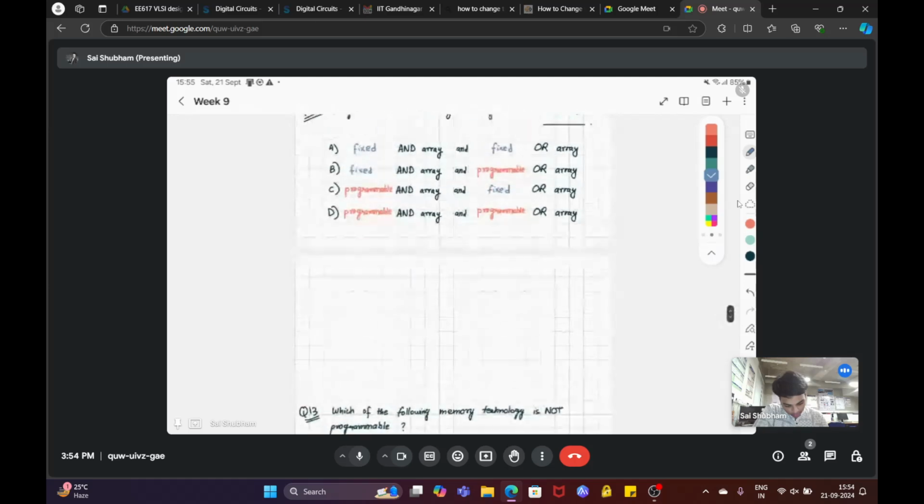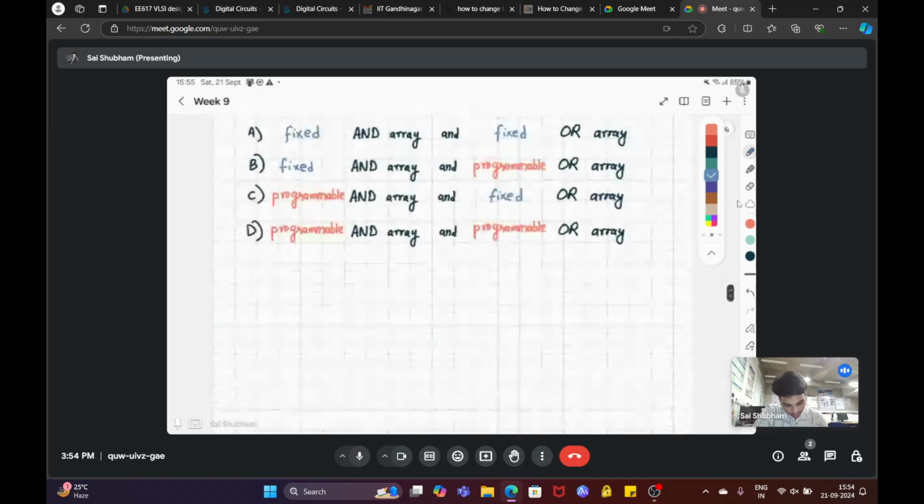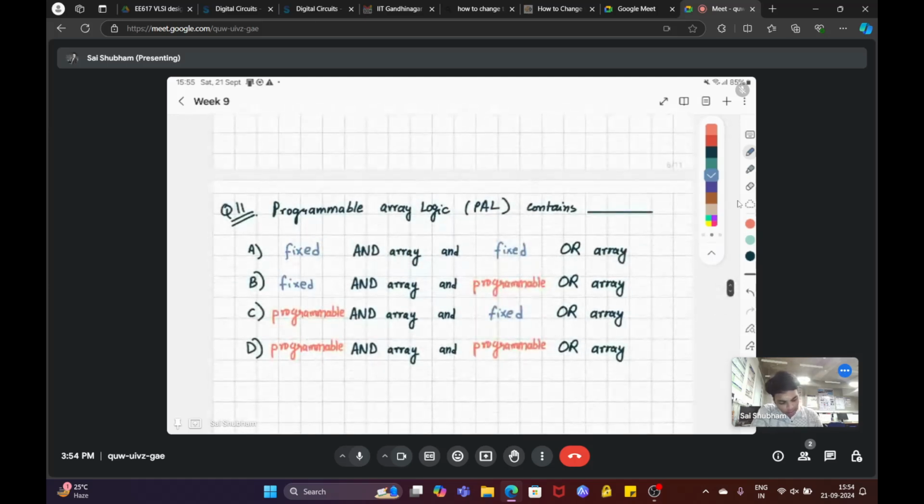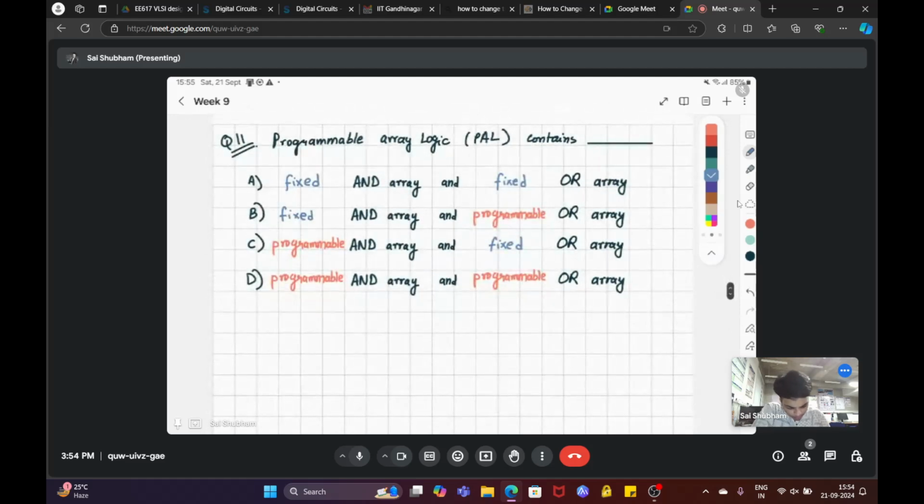So these are pretty much straightforward questions. You have to basically memorize it. Programmable array logic basically consists of, answer is C, programmable AND and fixed OR.